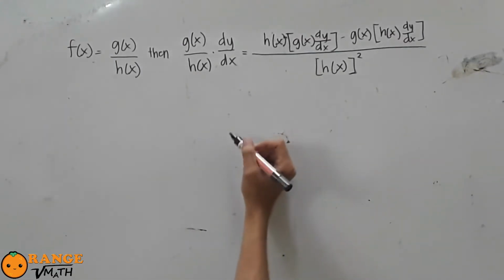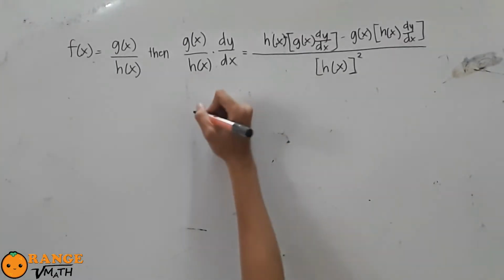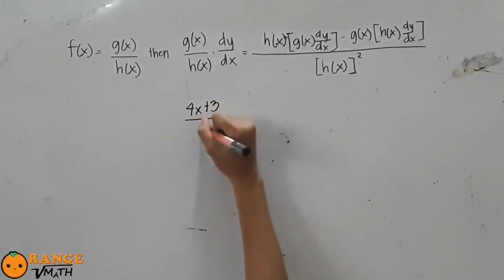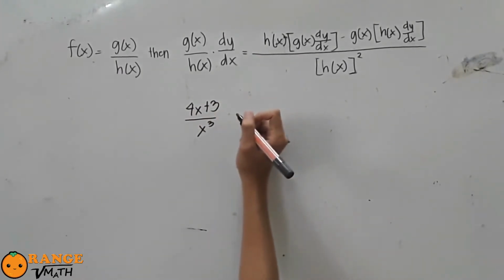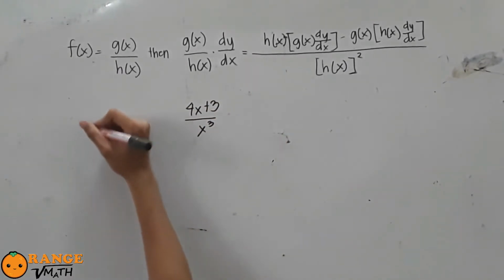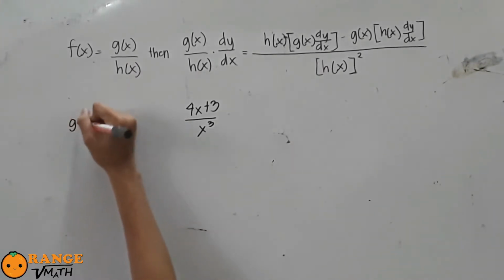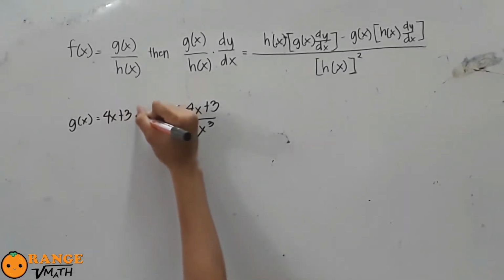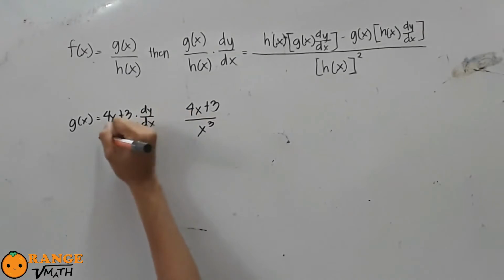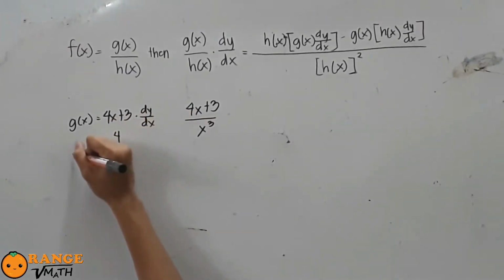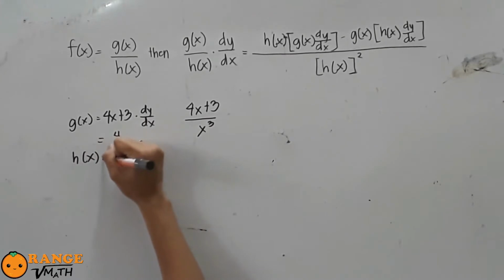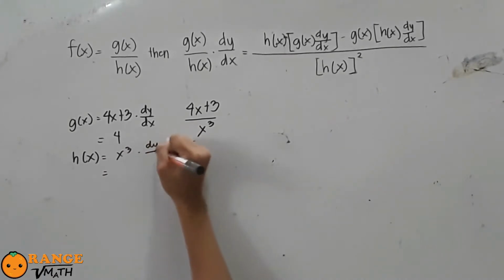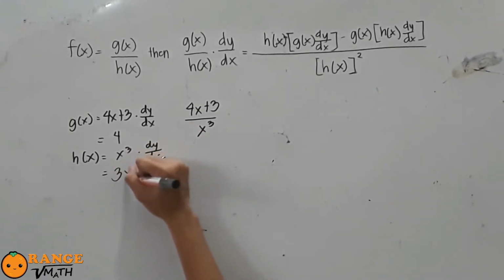Let's take this to the next level. For our example number 2, we have 4x plus 3 over x cubed. Same as what we have done earlier, we will get the functions and their derivatives. For our g of x, we have 4x plus 3, and the derivative of 4x plus 3 is 4. For our h of x, we have x cubed, and the derivative of x cubed is 3x squared.